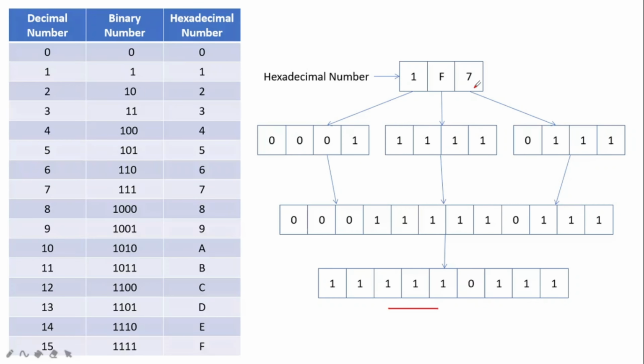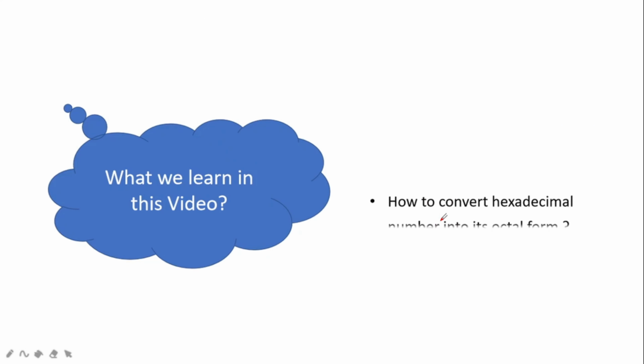So this is how we convert hexadecimal numbers into its equivalent octal form. So what we learn in this video is how to convert hexadecimal number into its octal form.